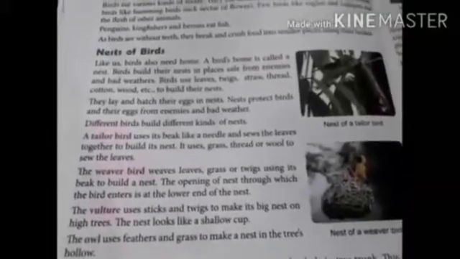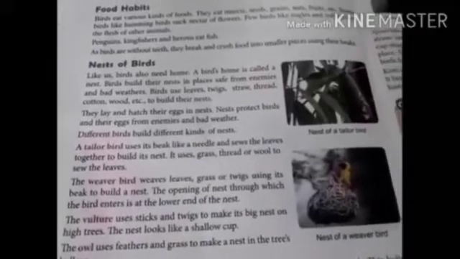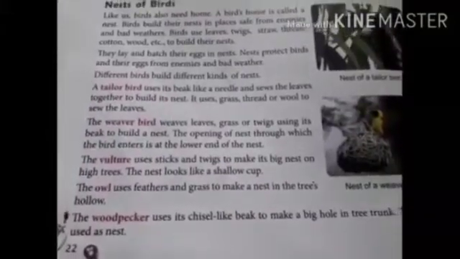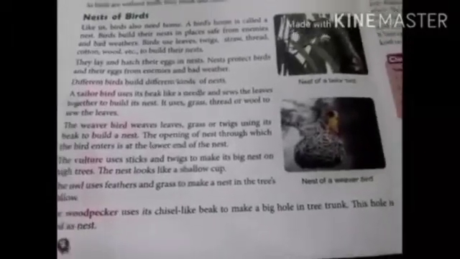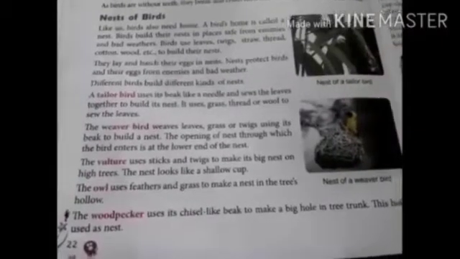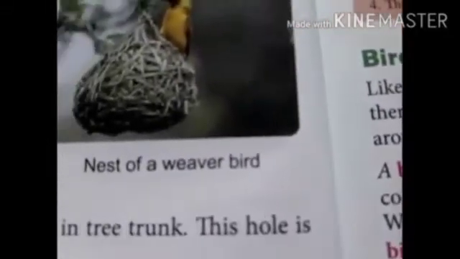Next, the vulture uses sticks and twigs to make its big nest on high trees. The nest looks like a shallow cup. The owl uses feathers and grass to make a nest in the tree's hollow. The woodpecker uses its chisel-like beak to make a big hole in a tree trunk. This hole is used as the woodpecker's nest. Now children, you can see here the nest of a tailor bird and here the nest of a weaver bird.